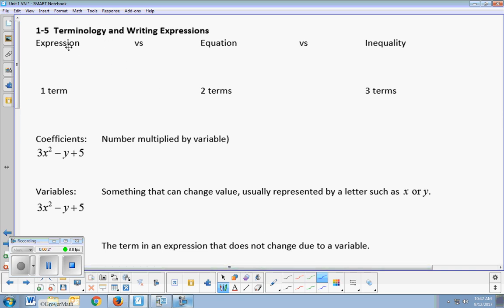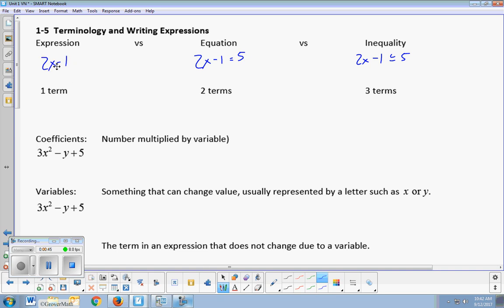What's the difference between an expression, an equation, and an inequality? Well, an expression doesn't have an equal sign. An equation has an equal sign. 2x minus 1 equals 5. That's an equation because it has an equal sign. An inequality has an inequality sign. 2x minus 1 is less than or equal to 5. An expression is just the 2x minus 1 piece.